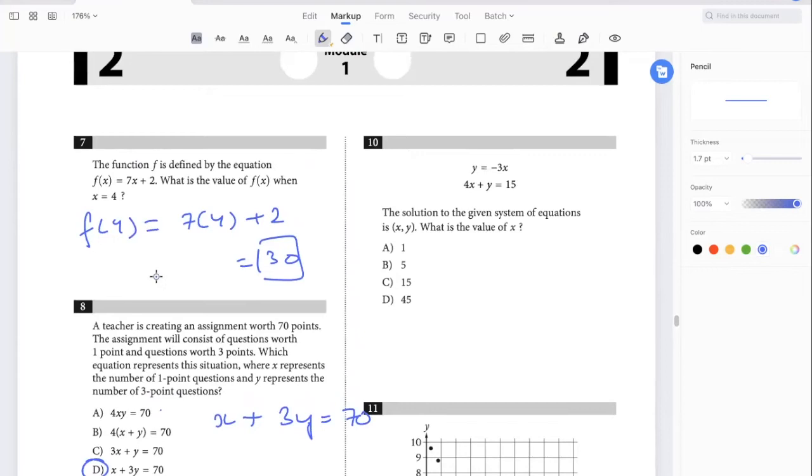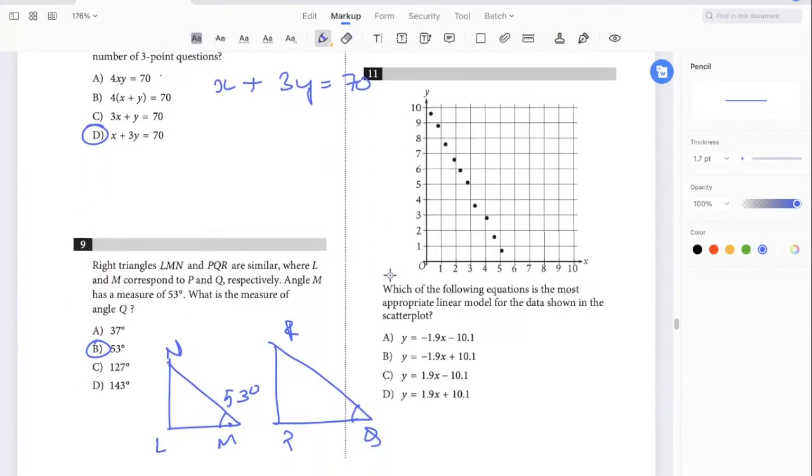The solution to the given system of equations is (x, y). What is the value of x? Okay, so I can substitute y is equal to negative 3x. So 4x minus 3x is 15. So x is 15. Which of the following equations is the most appropriate linear model for the data shown? So the y-intercept is close to plus 10. So it can't be A and can't be C. It could be B or D. And the slope is negative because it's a falling line. So it has to be B.